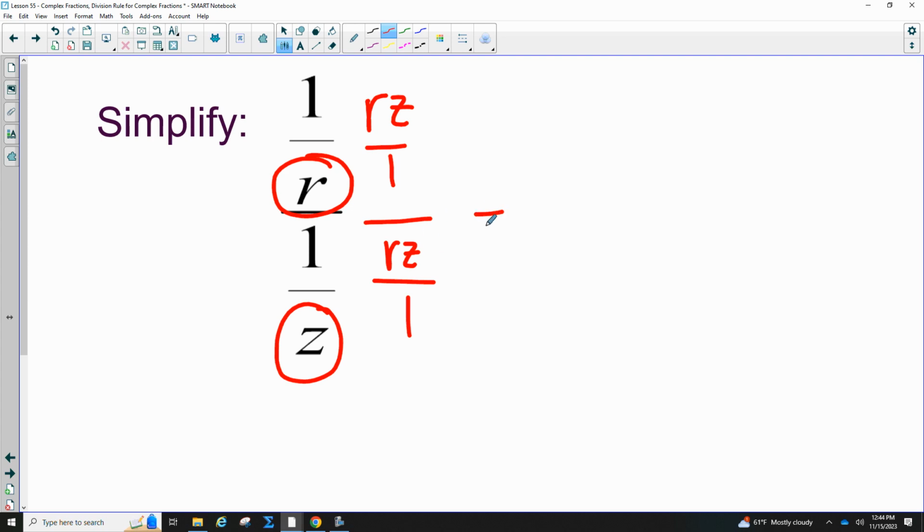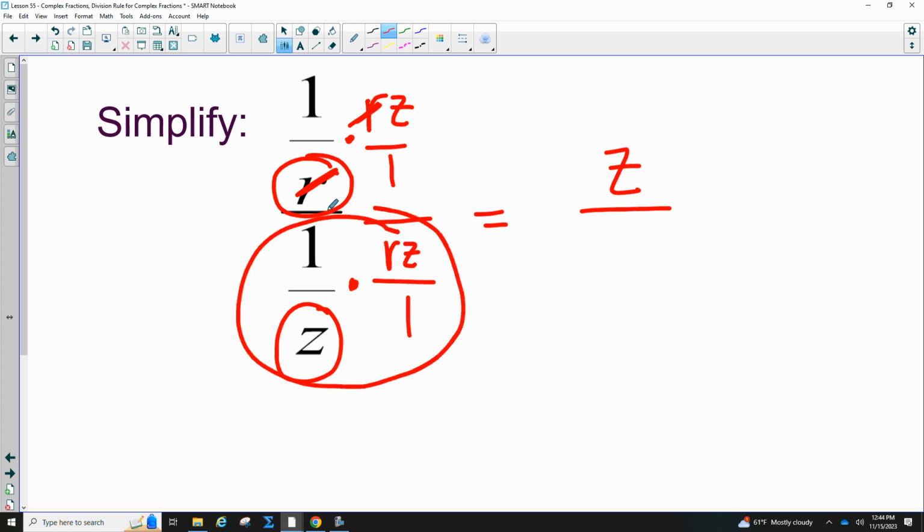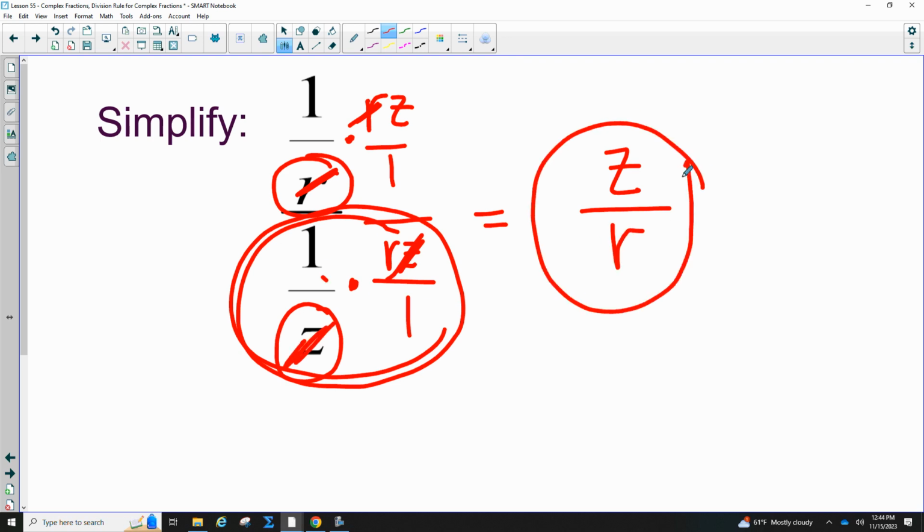And I'm multiplying. So in this top fraction, we're doing top to top, bottom to bottom. What cancels when I multiply these? The r's. And I'm left with z over 1, because z times 1 is z, divided by 1 is still just z. So the top simplifies to z. Neat. Now on the bottom right here, we're multiplying. What's going to cancel when I multiply these together? The z over the z. And I get r over 1, which is just r. That's so neat.